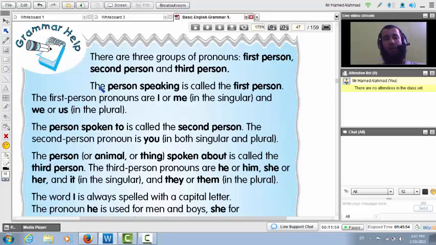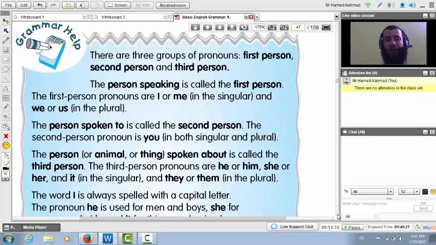Here, guys, more explanation. The person speaking is called the first person. The first person pronouns are I and me in the singular, and we or us in the plural. Actually, the first person are I and we. I when it's singular and we when it's what? When it's plural. But being object pronouns, they'll be me and us.